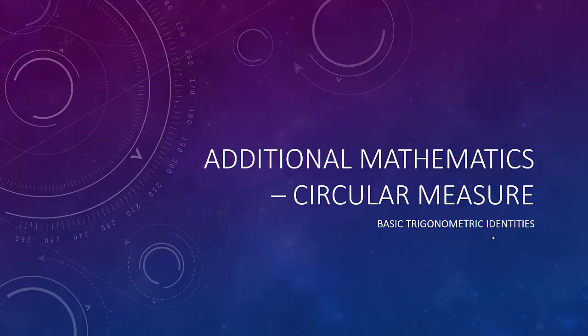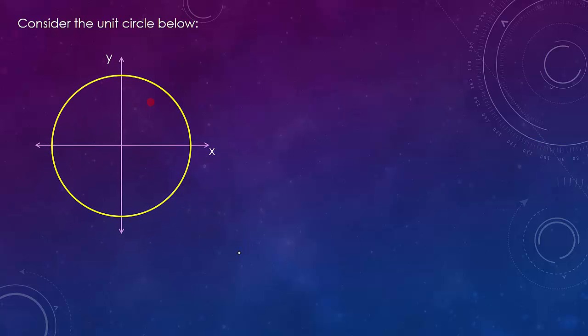Basic trigonometric identities. Consider the unit circle below. We'll take a point here, and we know the radius is 1, that's why it's a unit circle. And we're going to, in the usual way, drop a vertical here to form a right-angled triangle. And we'll call this angle here theta.